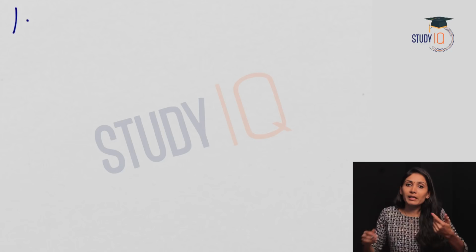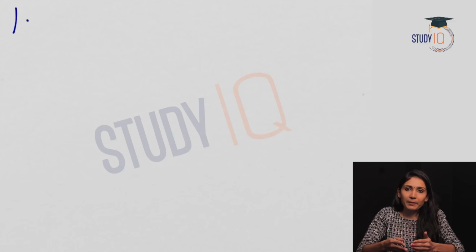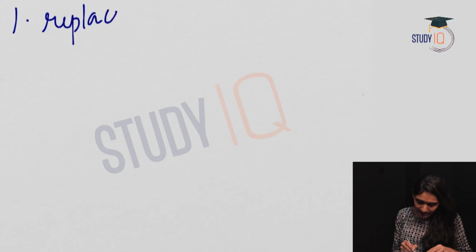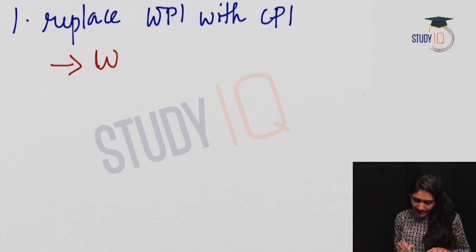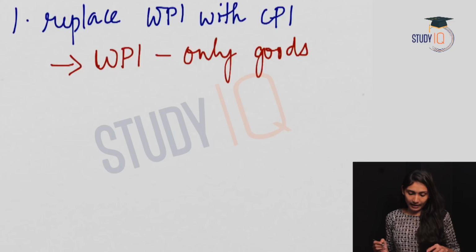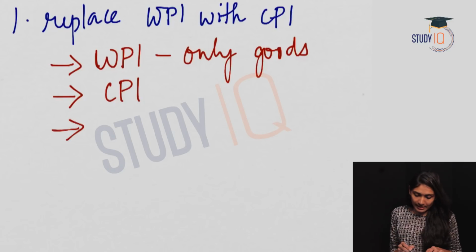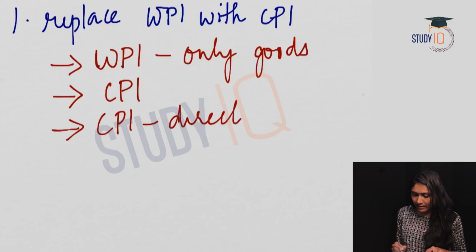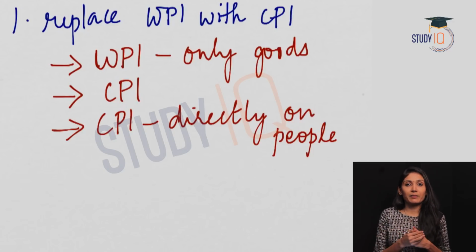The first important recommendation given by this committee was that the RBI should replace WPI with CPI as a nominal anchor for measuring the inflation or as a nominal anchor for monetary policy. That is, replace WPI with CPI. Why? Because WPI, as we discussed, does not consider services. Only goods are taken care of in WPI. Also, most of the developed countries have shifted to CPI. And also, CPI measures the impact of inflation directly on the people. So, CPI would be an ideal measurement of inflation.